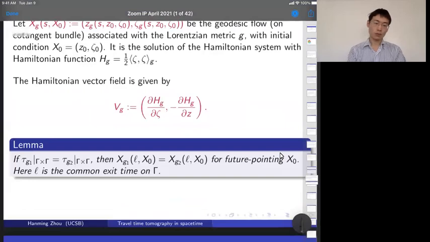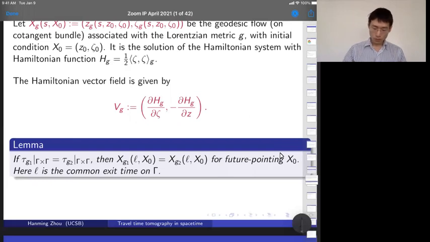So under this notation, first we know that if this Lorentz distance function, tau G1 and G2, match on gamma cross gamma, then we can conclude that the corresponding scattering relations for these two will also match. But here, because the data is limited, we only restrict to gamma cross gamma. So the scattering relation only matches for future pointing vectors such that the corresponding geodesic's exit position is also on this gamma.